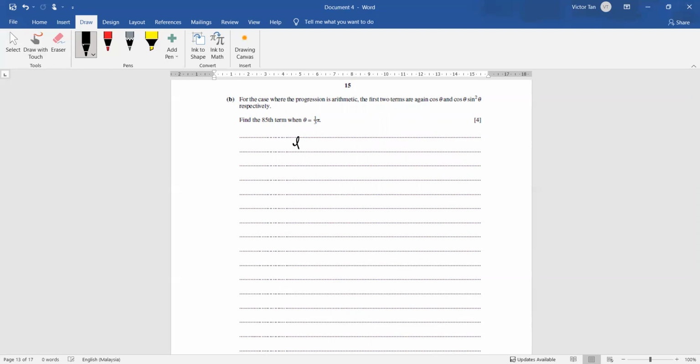So the difference will be the second term minus the first term. Factorizing, you get cos theta times sine square theta minus 1. Using the first identity again, sine square theta minus 1 will be minus cos square theta. So the difference is minus cos cube theta.